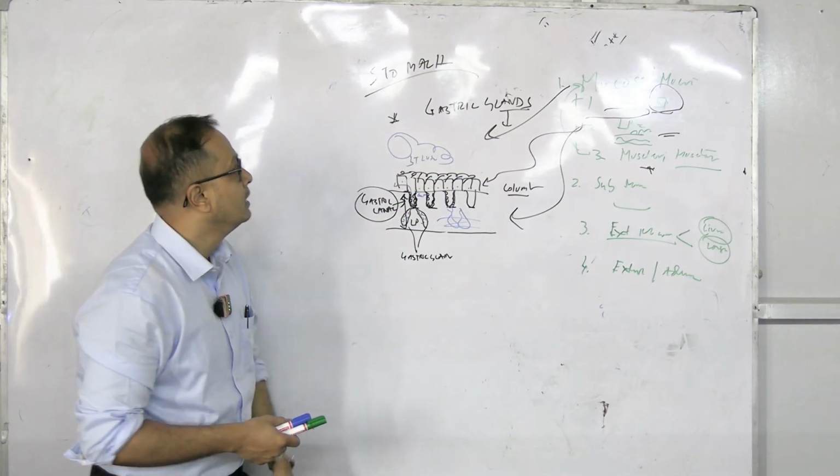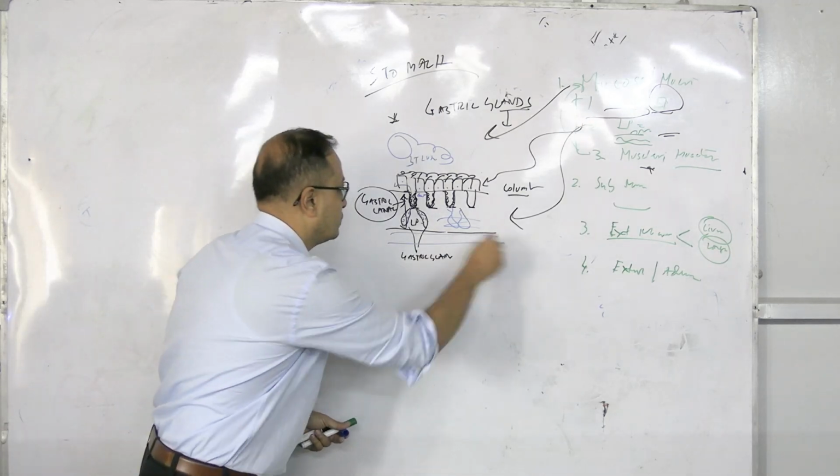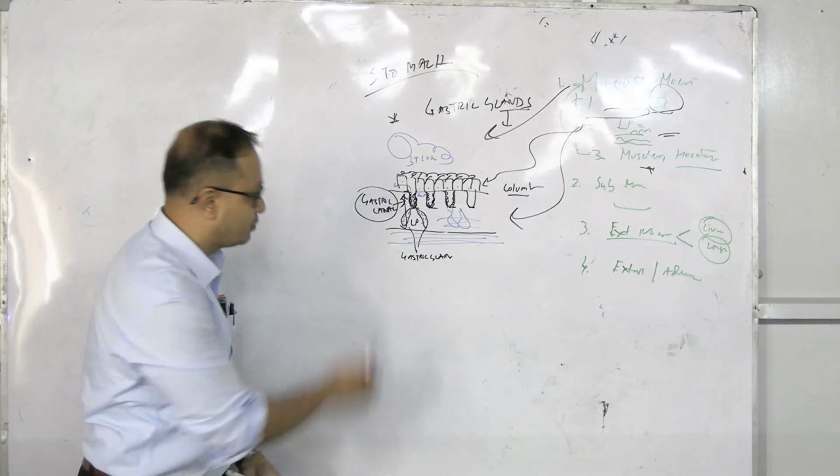The rest of the GI system in stomach histology is more or less the same. Under it we have the muscle layer which is present here. So we have a muscle layer present here.